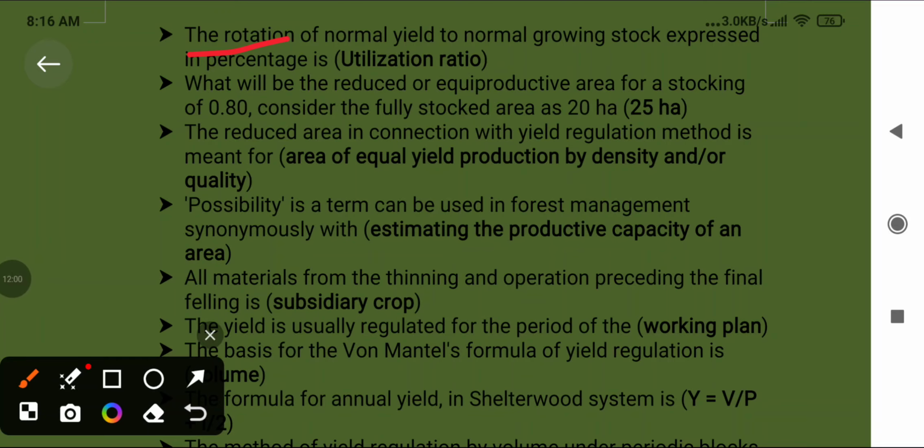The ratio of normal yield to normal growing stock expressed in percentage is utilization ratio. What will be the reduced or equiproductive area for a stocking of 0.80, and consider the fully stocked area as 25 hectare?